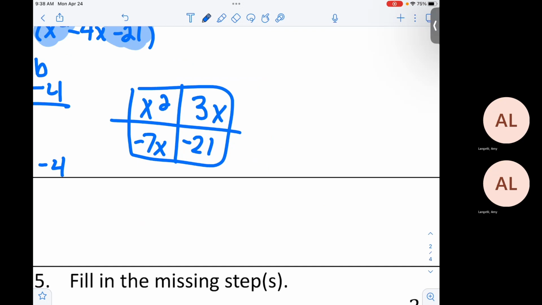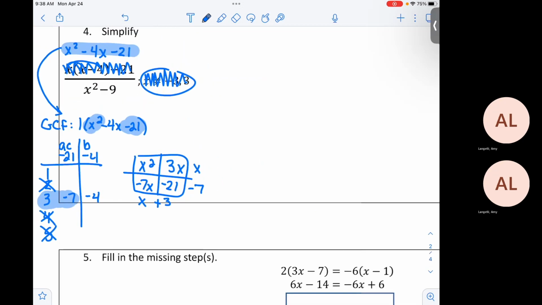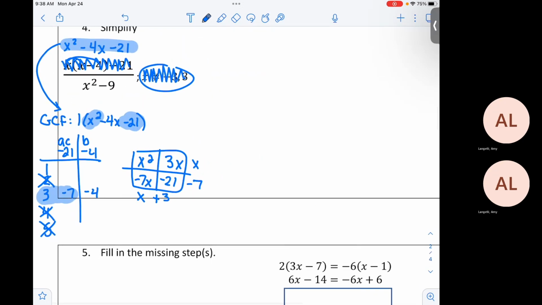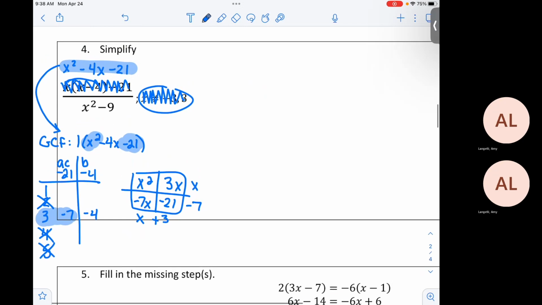All right, GCFs, please. And? Good, and? And? Where does all of that go? Look at where we are on this problem. Where does all of that stuff go? Numerator, good word on that. So it's going to go right here. So 1, x minus 7, x plus 3.